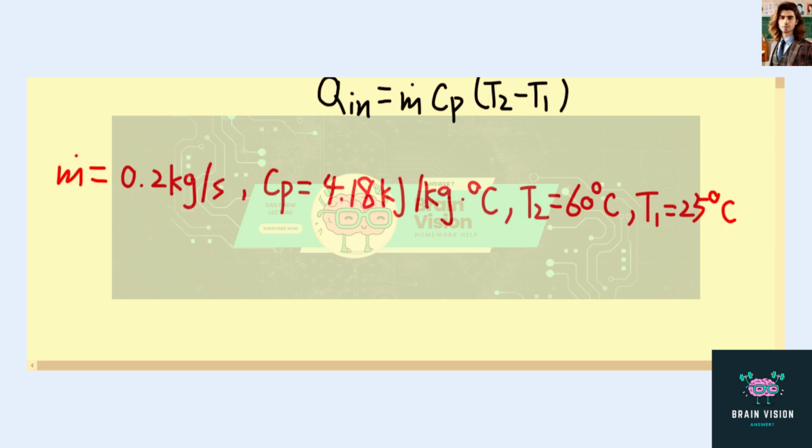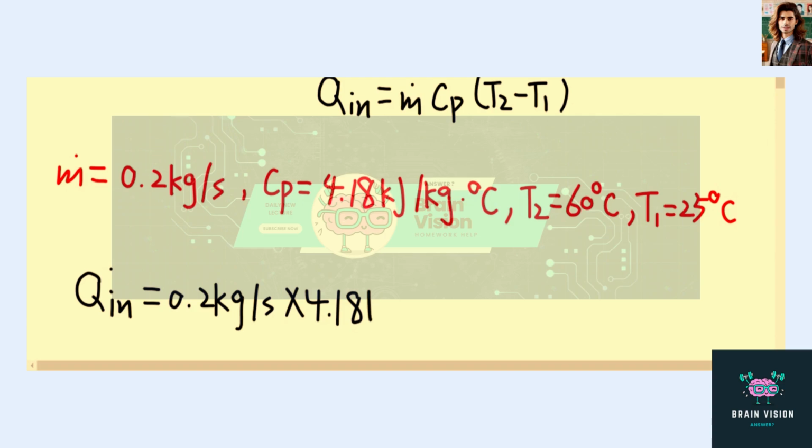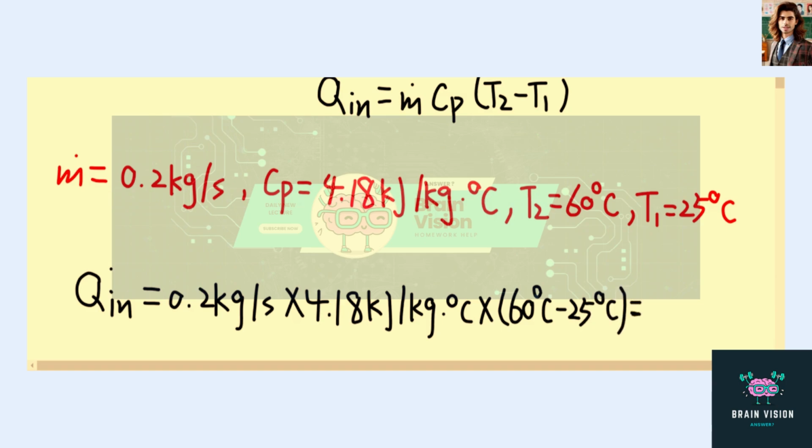So the rate of heat input, which is the rate of heat transfer, can be equal to 0.2 kilogram per second times 4.18 kilojoule per kilogram times degrees Celsius, and then times 60 degrees Celsius minus 25 degrees Celsius. And this will give us the rate of heat transfer in the heat exchanger is about 29.26 kilowatts.